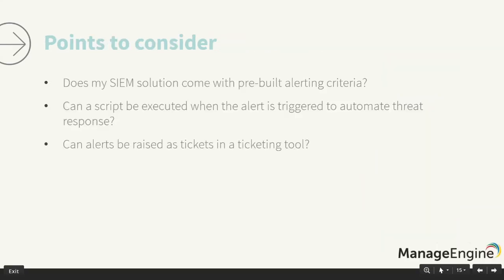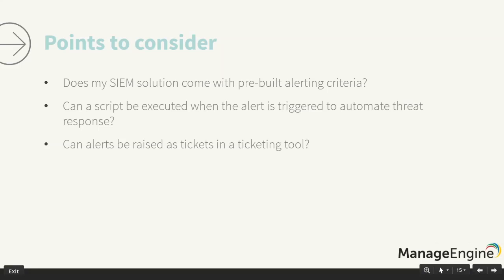So this is very important. This summarizes what you need to look out for when it comes to alerting and incident response. Check if your SIEM solution comes with pre-built alerting criteria. How many pre-built alerts does your vendor provide? Check that with them. Can a script be executed when the alert is triggered?